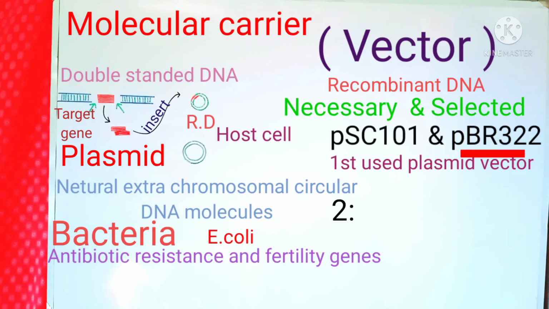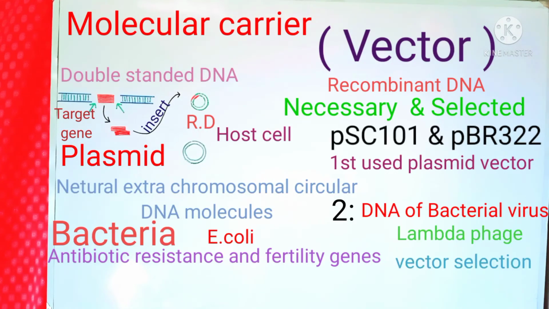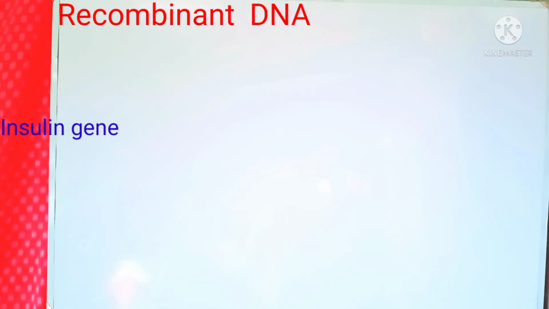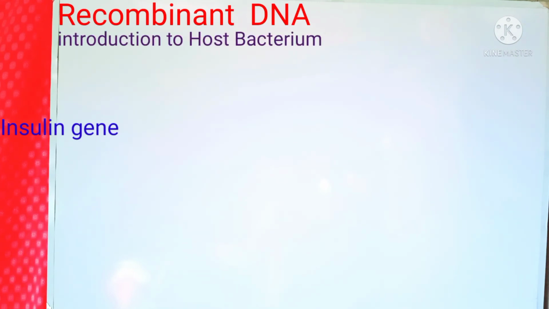Second, DNA of a bacterial virus can also be used as a vector, for example, Lambda phage. Vector selection depends upon the gene of interest. Whichever type of gene of interest it is, its matching vector would be selected, either a plasmid or a Lambda phage. So at the end, we will use the insulin gene and understand the complete formation of recombinant DNA and then its introduction into the host bacterium by using a diagram.